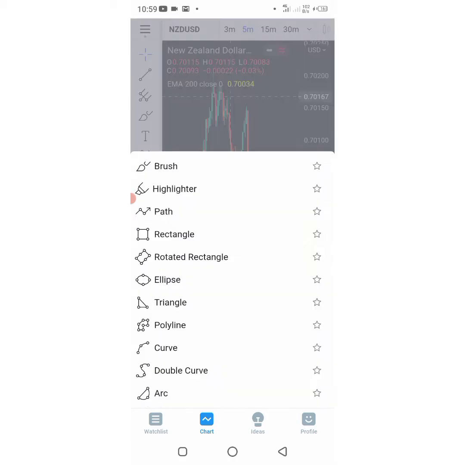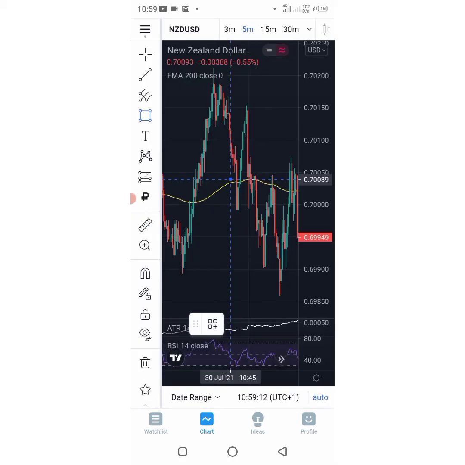So guys, you want to bring out your rectangle tool. I'm explaining this in a very simple, beginner-friendly, dummies way, so you guys can understand this really easily. So this is the candlestick. You want to draw it from the high wick to the low of that candlestick, which is around this point.